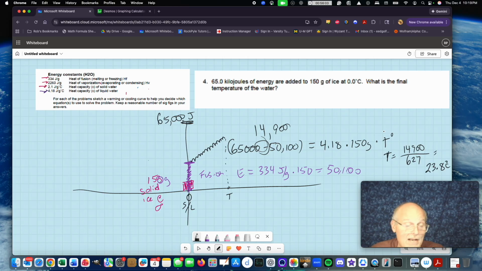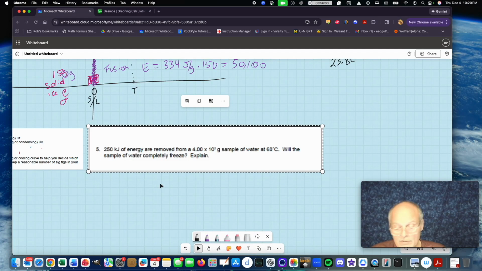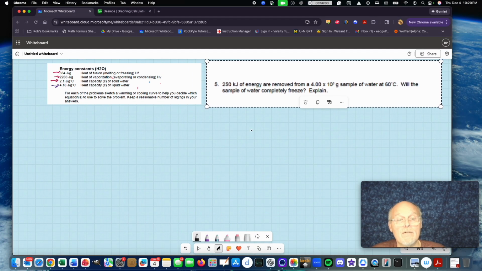We could say how much water would increase, but in this case, they gave us the water and they said, when I put this total amount of energy, and you have to recognize that the first chunk of it is spent to melt the ice, and then we warm it up. And that amount is going to be 23.8 degrees C.